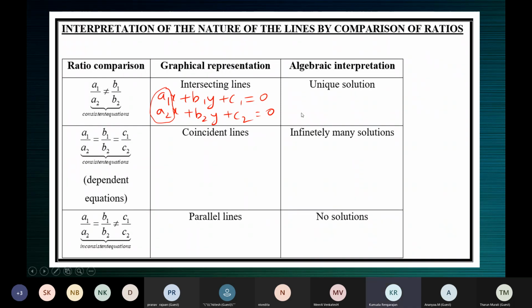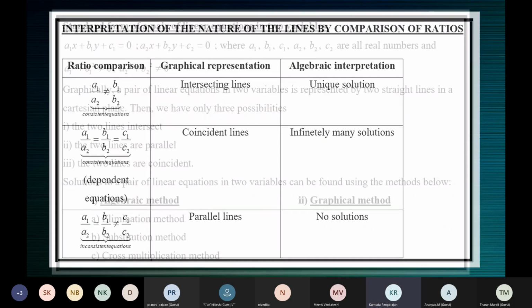So A1 and A2. A1 is the coefficient of x in the first equation. A2 is the coefficient of x in the second equation. Similarly, B1, B2 are the coefficients of y, and C1, C2 are the constants. Now you understand what is A1 by A2, right? And you understand what is B1 by B2. It is just finding the ratio. A1 by A2 is a ratio. B1 by B2 is a ratio. C1 by C2 is a ratio.